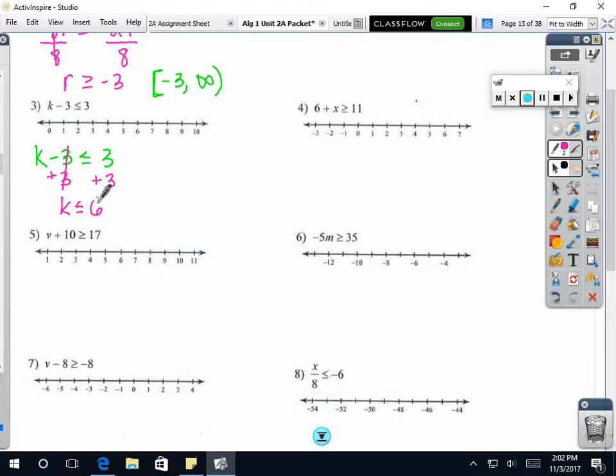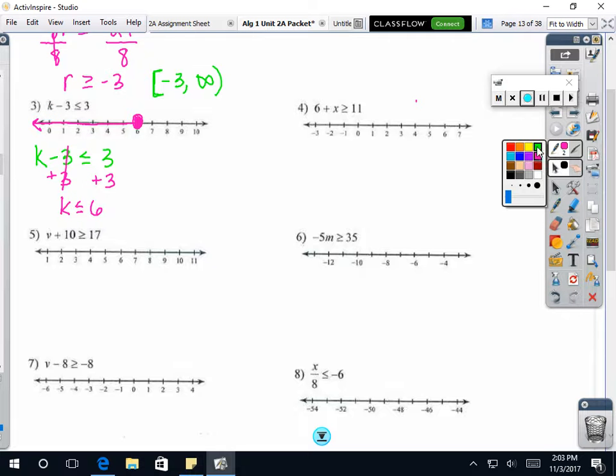Now, you're going to represent all the solutions on the number line by circling the 6. Since 6 is a solution, you color in on it, you shade in on it, showing that it's a solution. And then the rest of the solutions are which way? To the left, numbers less than 6, like 5, 4, 3, 2, 1, 0, and so on for infinity.